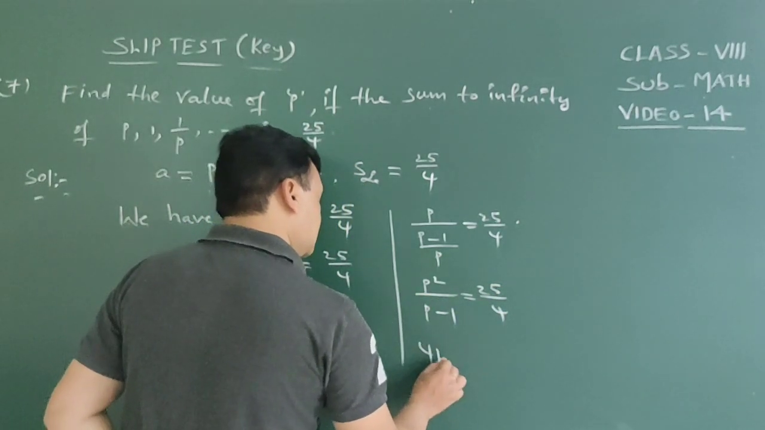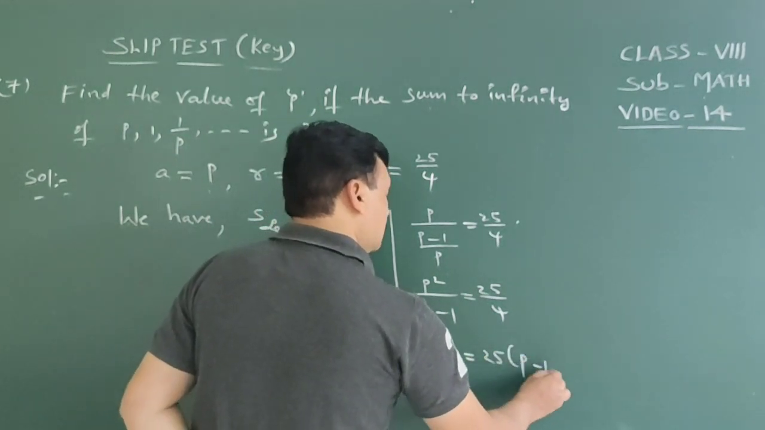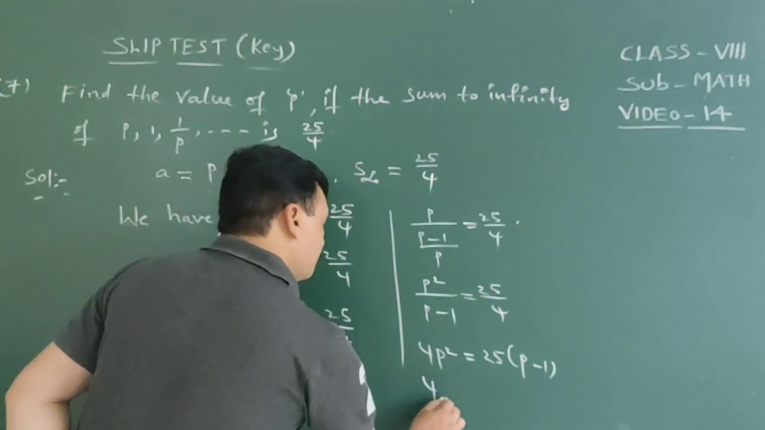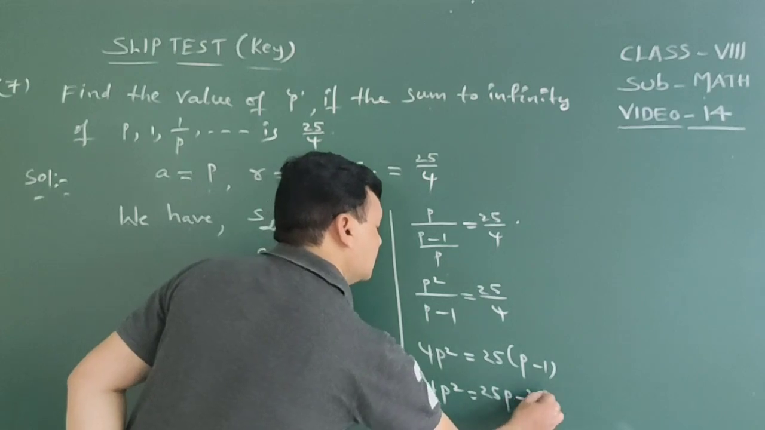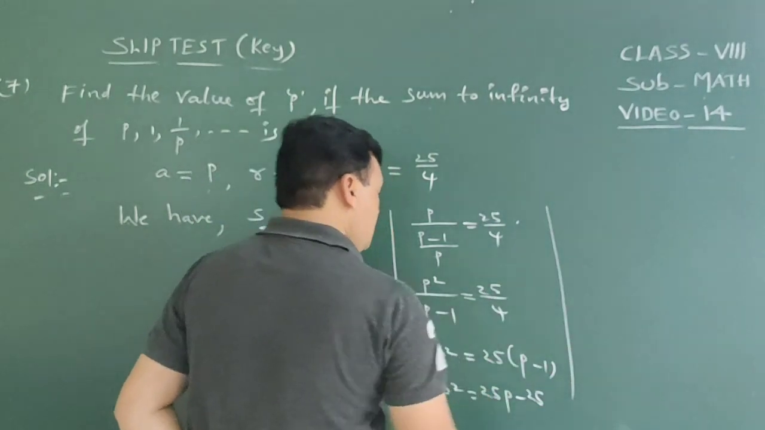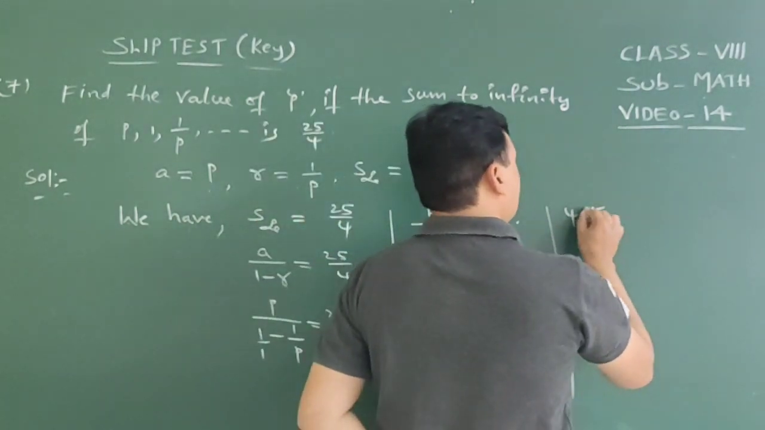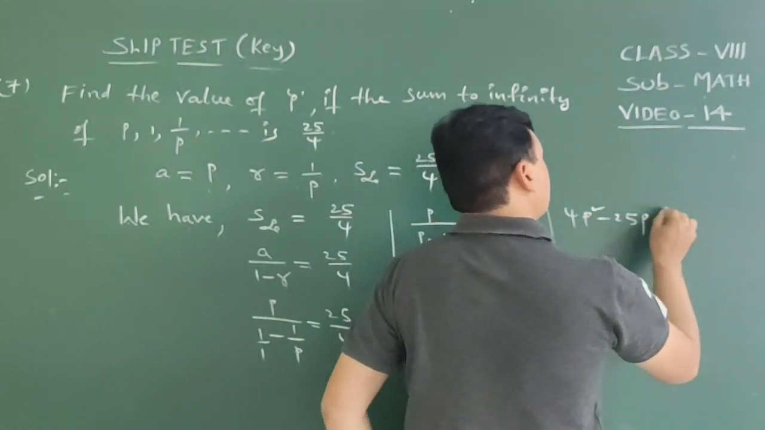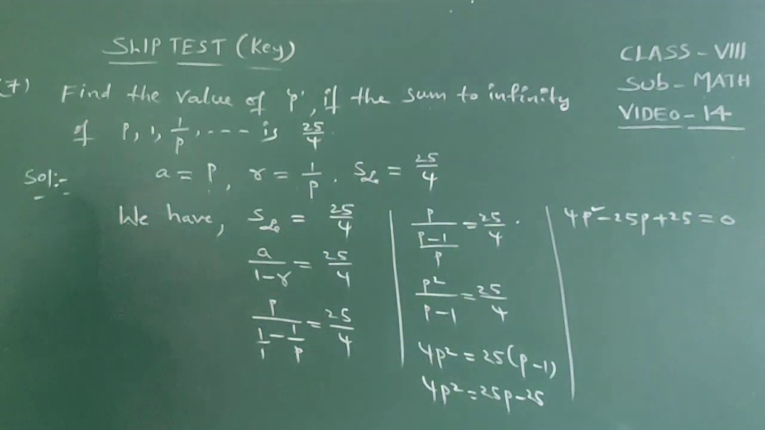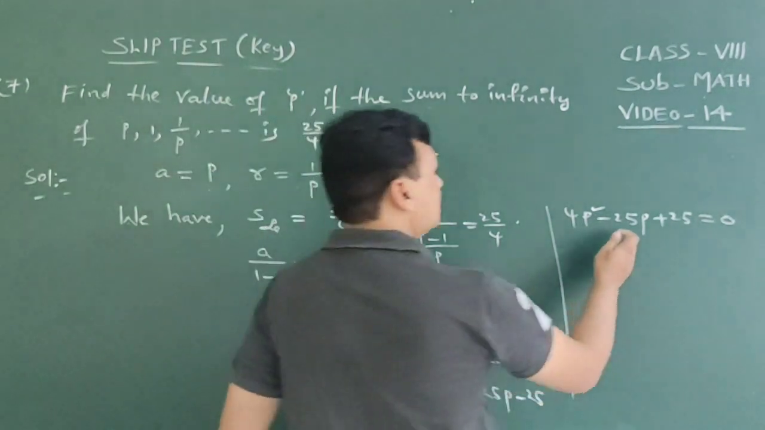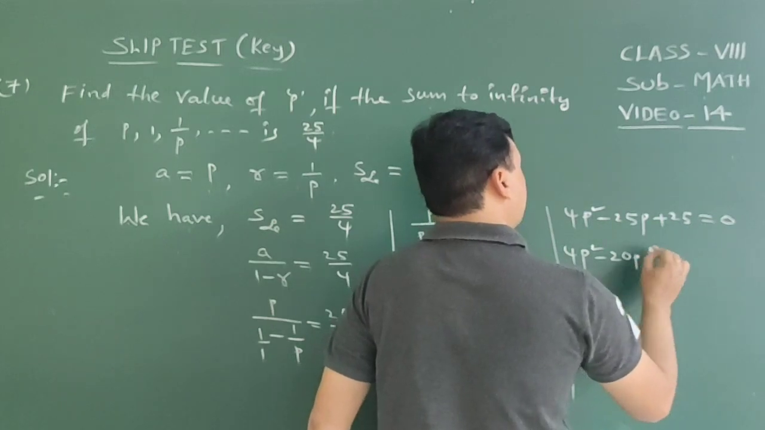After cross multiplication, 4p square equal to 25 into p minus 1. So 4p square equal to 25p minus 25. 4p square minus 25p plus 25 equal to 0. Here 4 into 25 is 100, 100 in terms of 25.